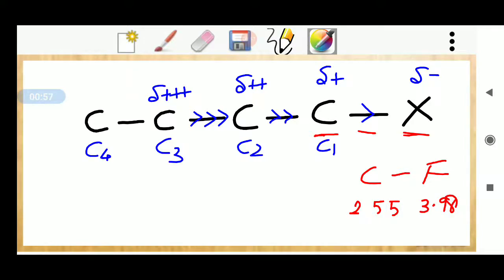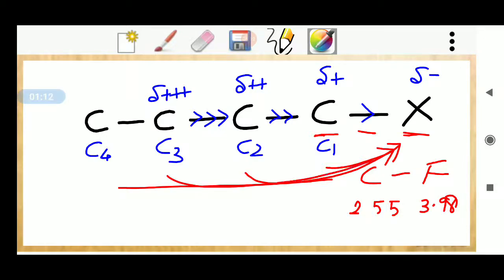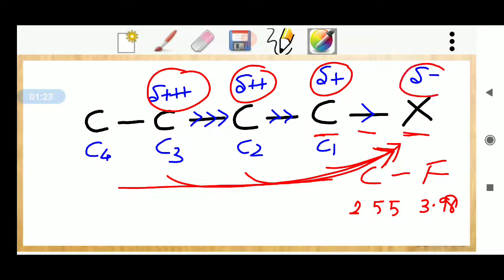It starts dragging electron density from the carbon. As it drags electron density from C1, and then again from C2, and further again from C3, this develops a partial positive charge on C1, C2, then C3. Because X is dragging the electron density, the carbons get a partial positive charge.